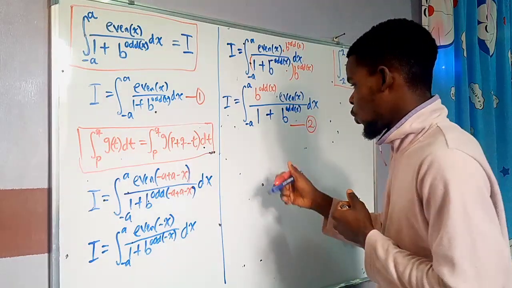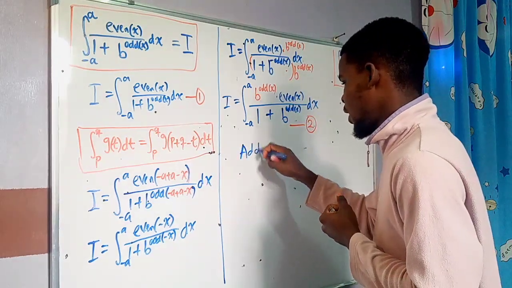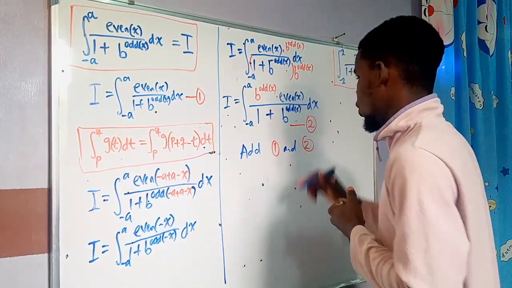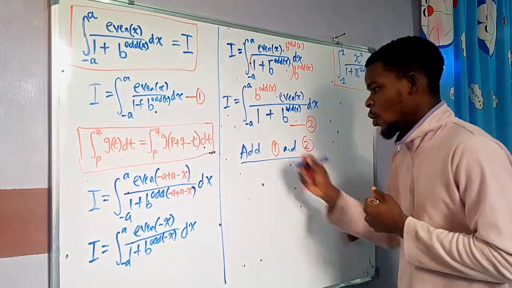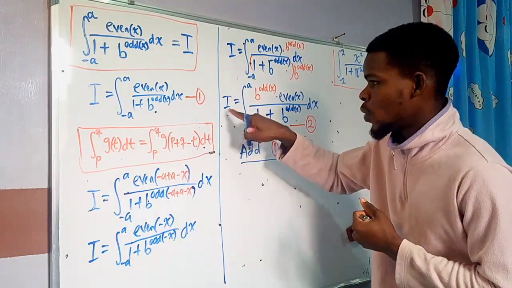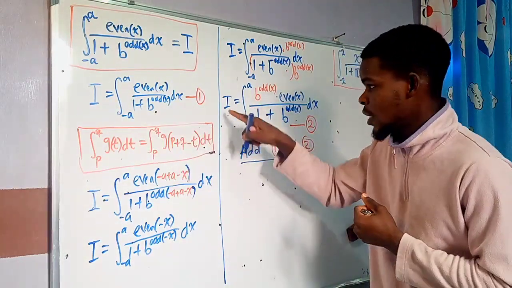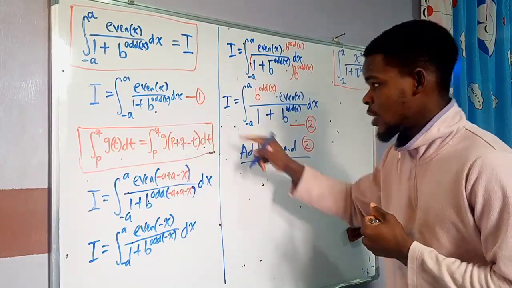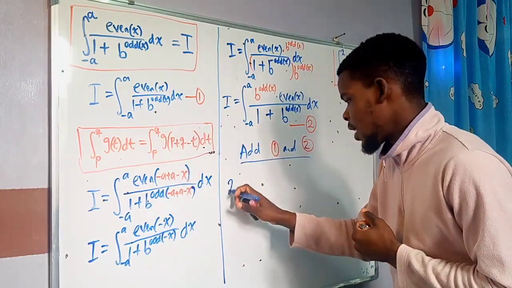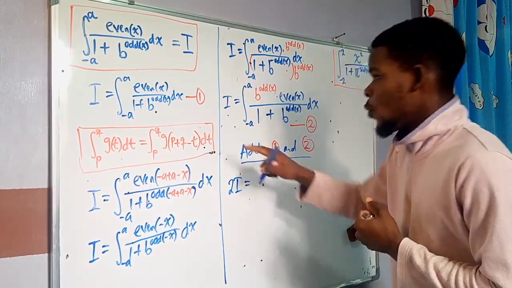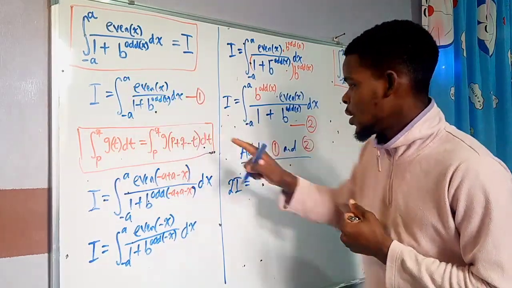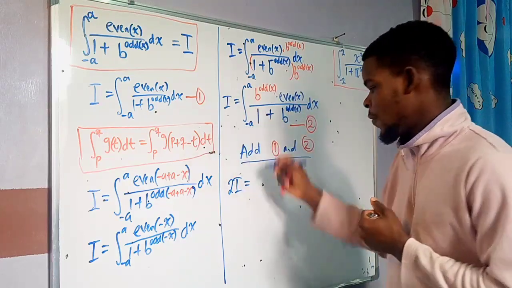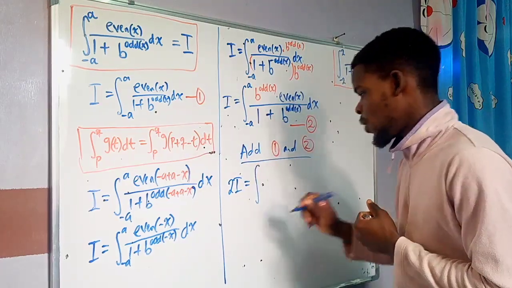So let's add the two equations together. So I will say let's add 1 and 2, right? By addition of the two equations, we are going to add the left hand side and the right hand side. I here is the same thing as that, because from this property that gave us that. So that will be 2I on the left hand side, and on the right, this is the integral from negative a to a. This has the same bound, and they are integrated over the same variable. That means we can combine them without any problem.